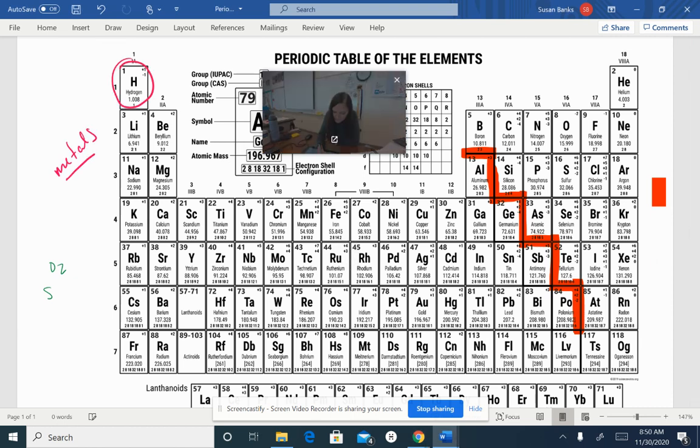And we have our exception here. Hydrogen is actually a nonmetal. That's our one exception to the rule. And then things over on this right-hand side of this stair-step line that we put in here are nonmetals. Okay, so we're going to use this stair-step line to differentiate between what's going on.